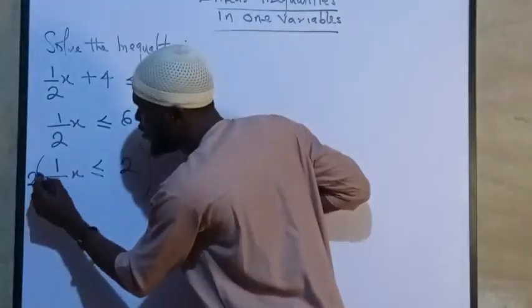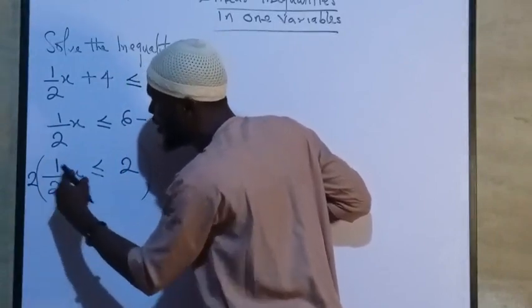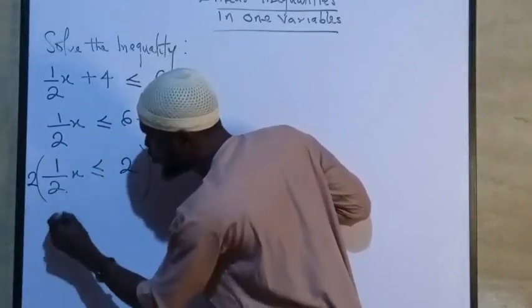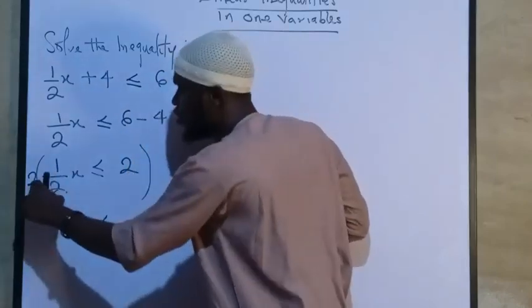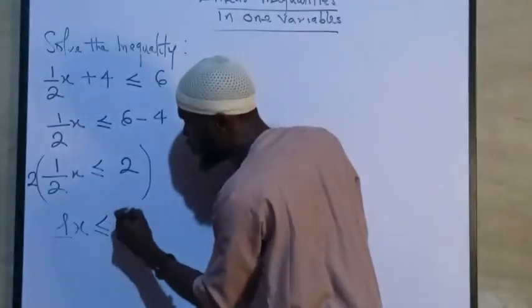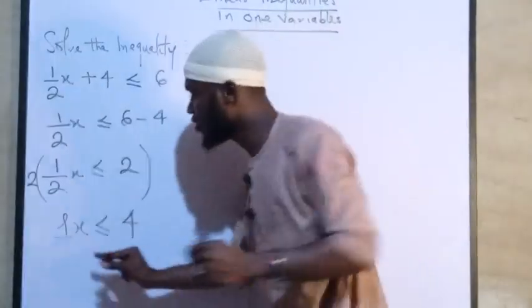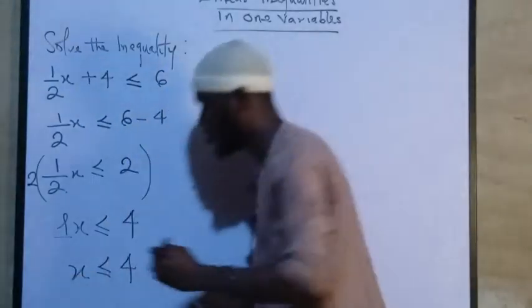So let's see. These 2 settles these 2. What are we left with? We are left with 1x. Is that not it? So we have 1x less or equals to. These 2 again, use it to multiply this. 2 times 2, that signifies 4. 1x is still the same thing as x, less or equals to 4. This is the final answer.